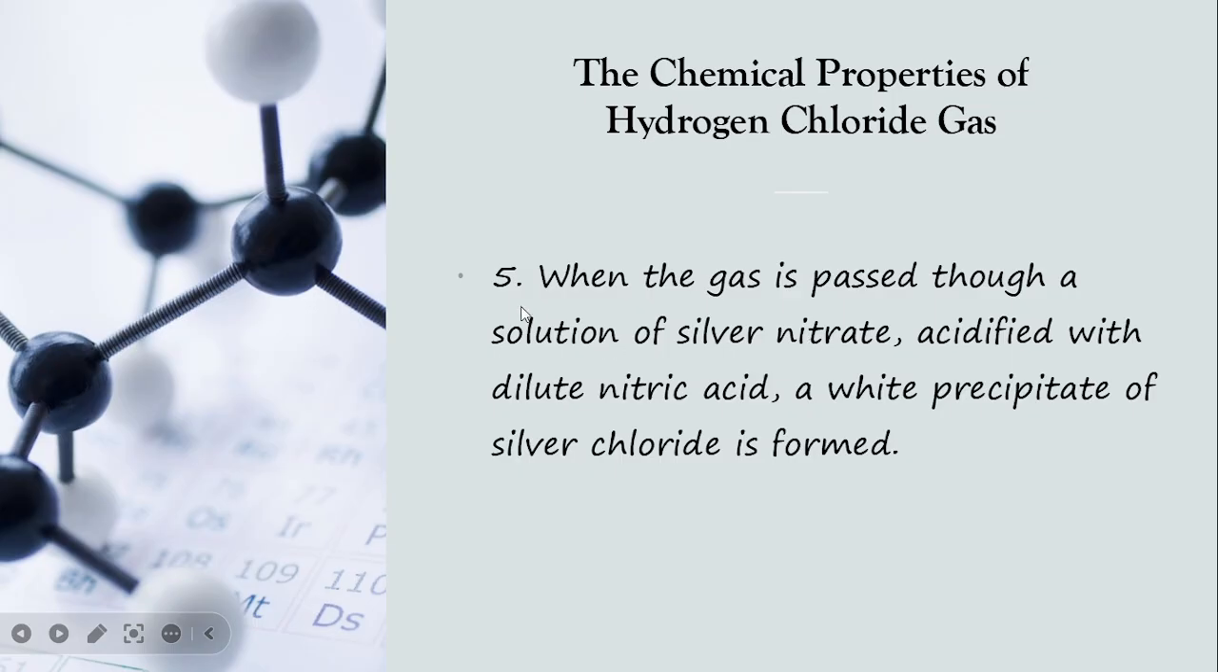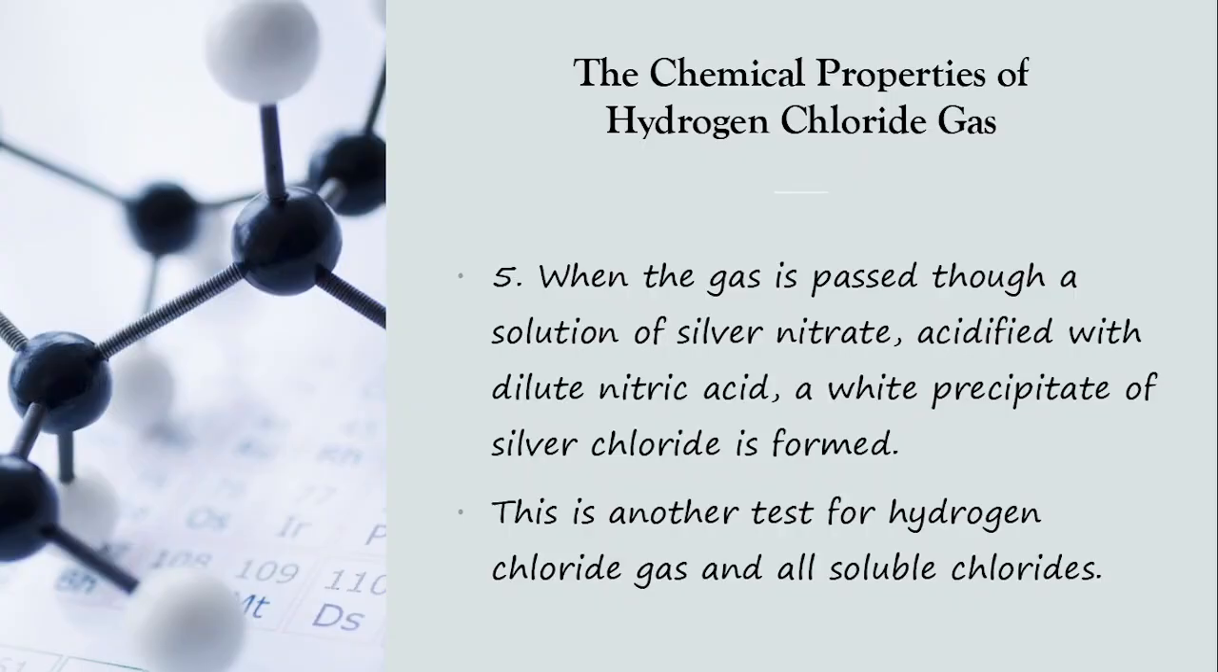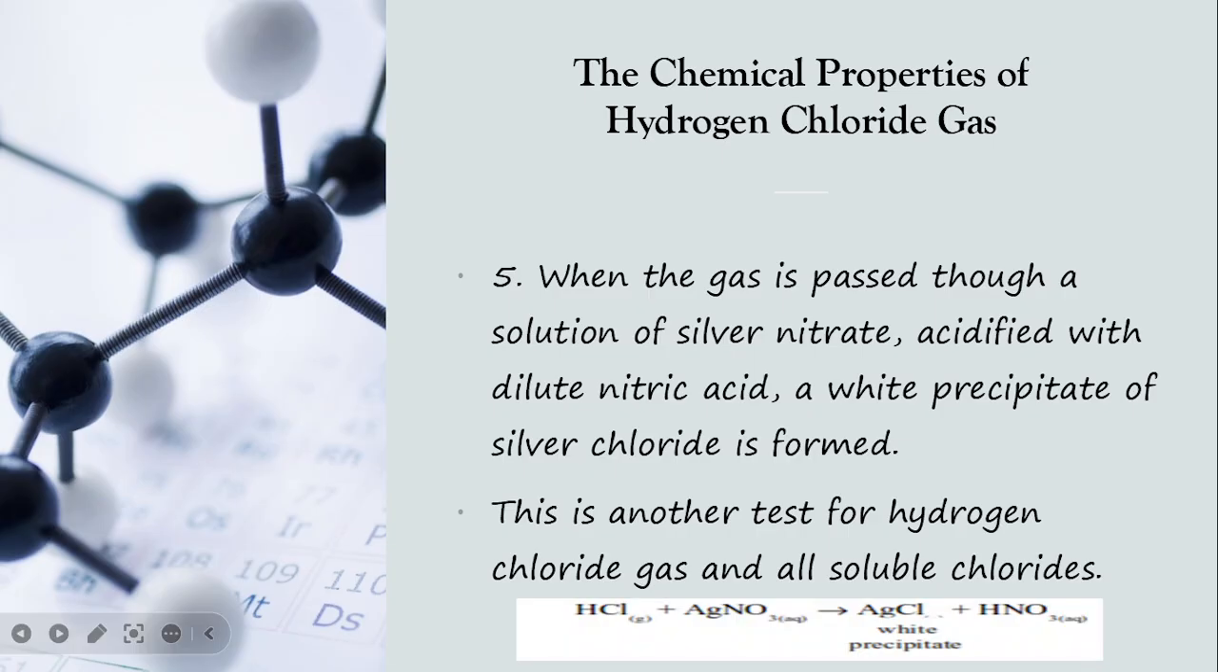Acid provided with the dilute nitric acid. So the result is that a white precipitate of silver chloride is formed, and this is just another way you can test for the presence of hydrogen chloride gas and all other soluble chlorides. And as you can see the reaction, how it occurs, leading to these white precipitates. So that's how you can see this property of hydrogen chloride gas.